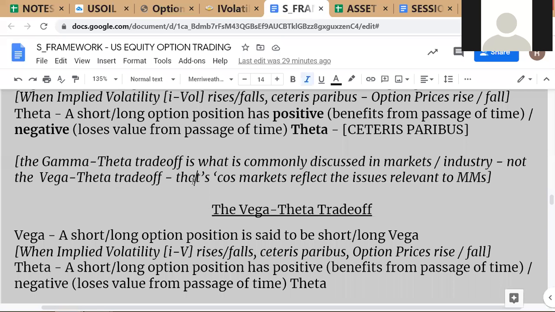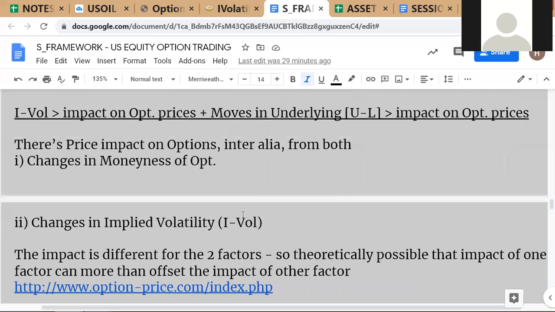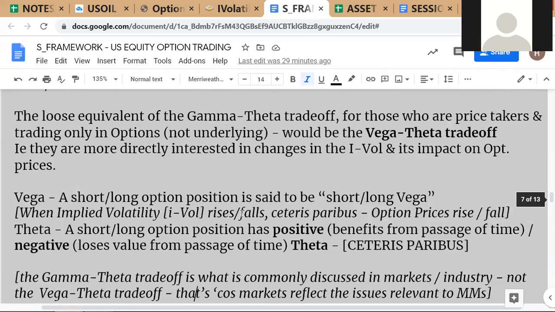Okay, we have just 1 minute left, and this we have already discussed in the Vega theta trade-off.